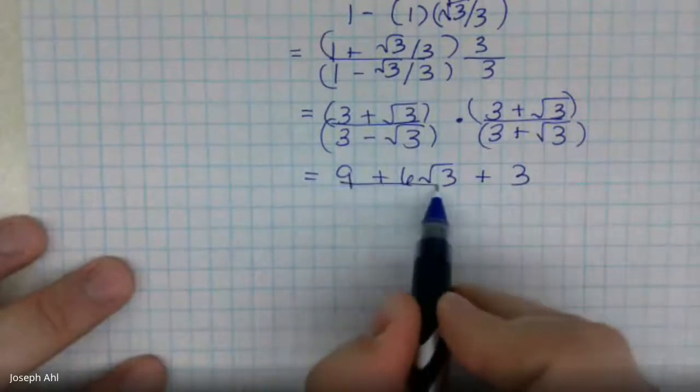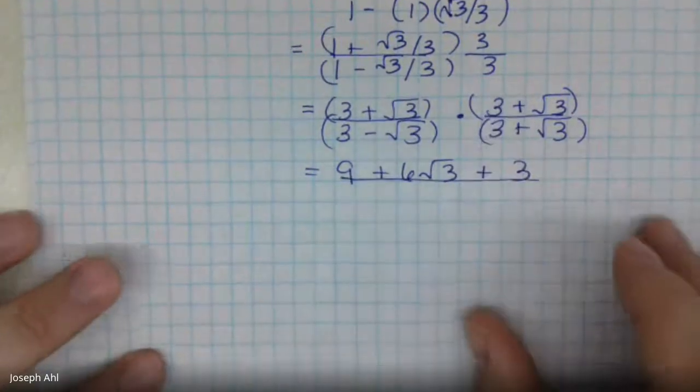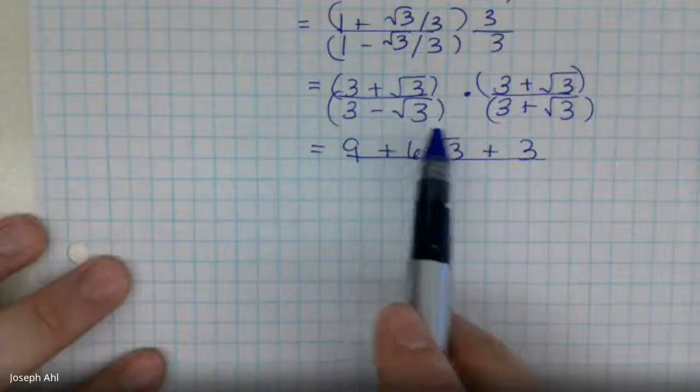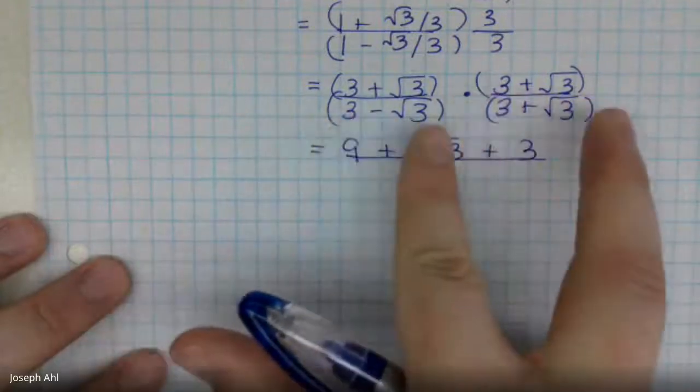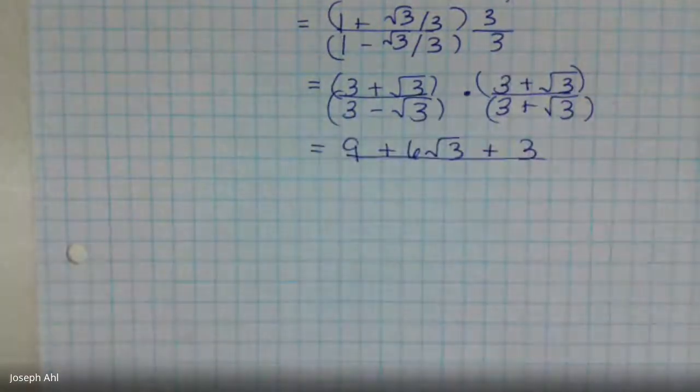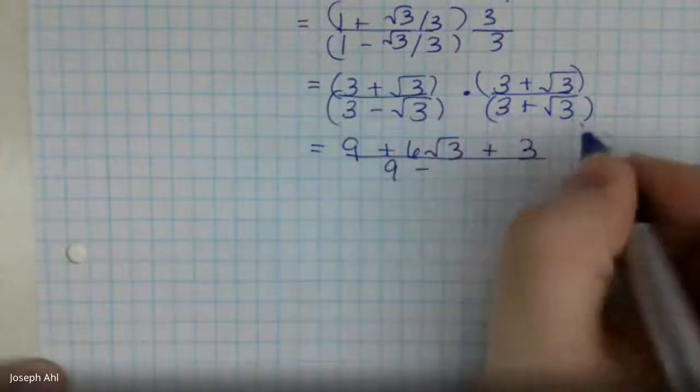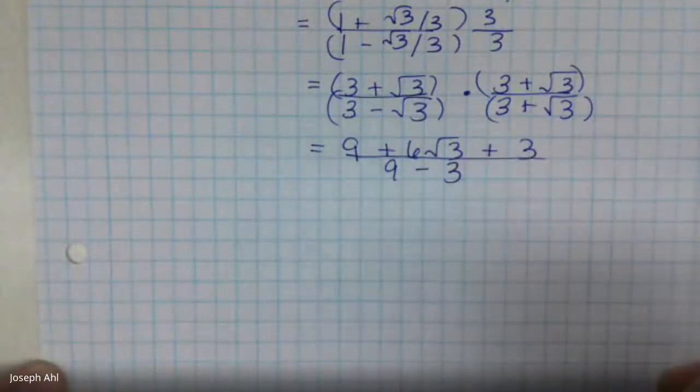I'm doing that pretty quickly there. Double check it with box method or whatever you need to. Conjugate pairs, you just have to do the first product minus the last. So 3 times 3 is 9, minus radical 3 times radical 3, which is 3.